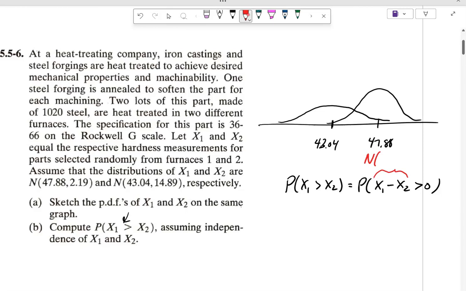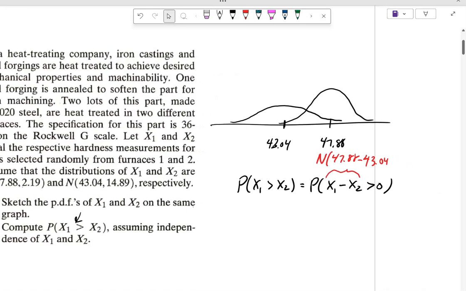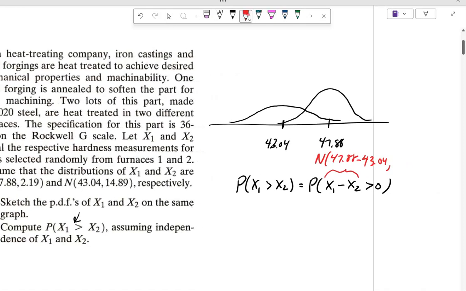You're going to subtract them in this case. So we'd have 47.88 minus 43.04, right? We're going to subtract them. But what do you do with the variances? Well, just the variances for the distributions. What do you do? We're going to add them, aren't we? Right? Because if you think about that as a constant of a -1, you'd square it, right? So we'll end up adding the variances. So 2.19 plus 14.89.